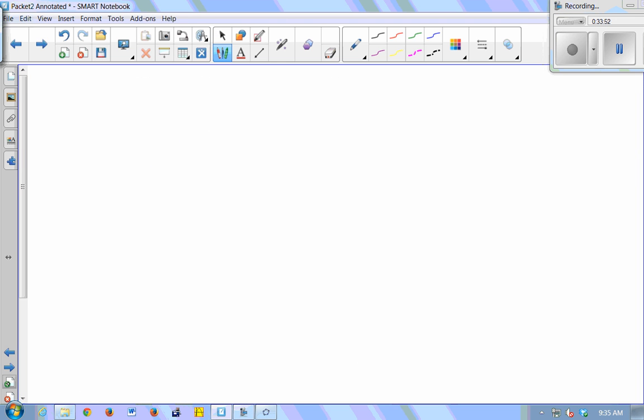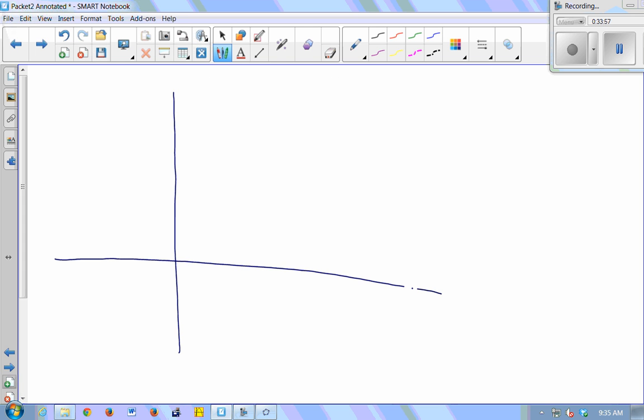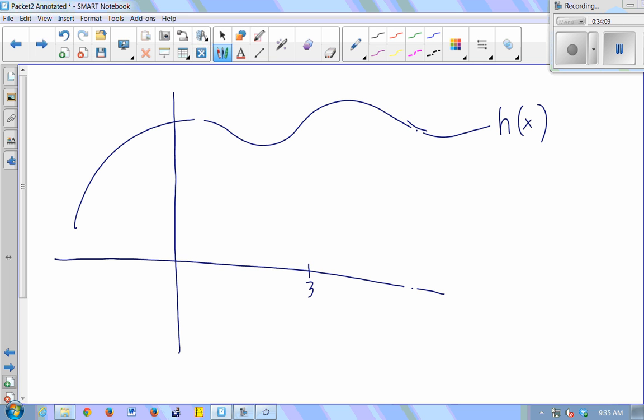So first, I'm going to draw a generic picture of what we're doing. Okay. I find that this helps me a lot. Okay, so here's my function, generic function h of x. I have no idea what it looks like. And I'm going to say, here's 3. I'm trying to find the equation of the line tangent to h at x equals 3. So I'm trying to find the equation of that line. So it's going to have some equation y equals mx plus b.